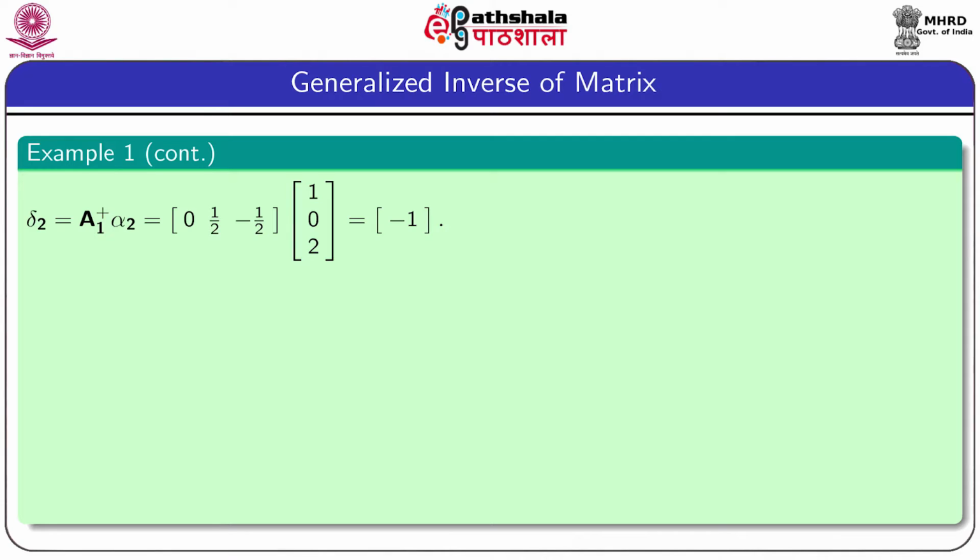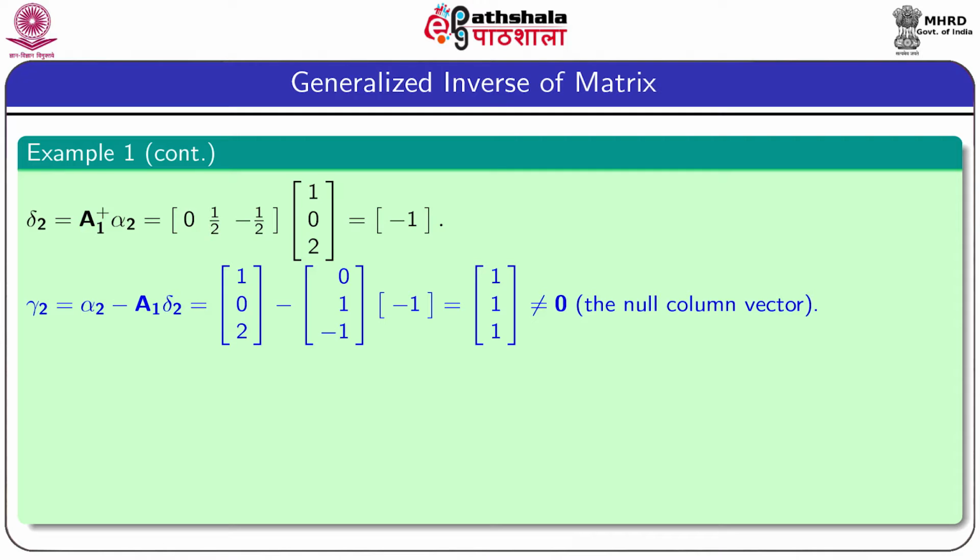Now we go to the second iteration. In the second iteration, we first calculate the vector delta 2, and delta 2 equal to A1 plus into alpha 2, where A1 plus is nothing but the row vector 0, half and minus half obtained in the first step, and alpha 2 is 1, 0, 2. After multiplication of these two row and column vectors, we obtain a matrix of order 1 by 1, and that one is minus 1.